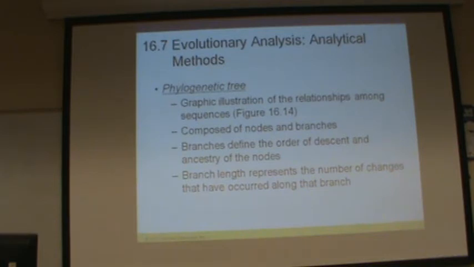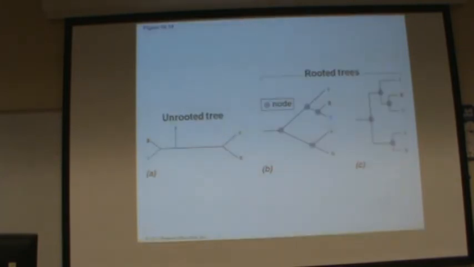Okay, so the phylogenetic tree is probably one of the key concepts I think you should absolutely know, and you should also know how to interpret. Here are some phylogenetic trees. In general, there are two kinds of trees. One is called unrooted, and the other is called rooted.